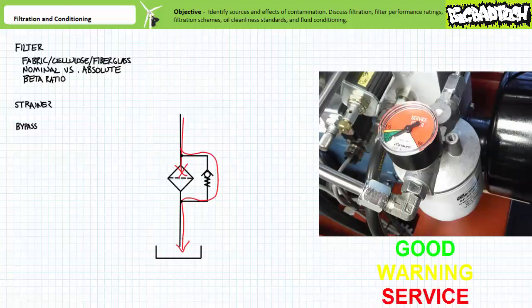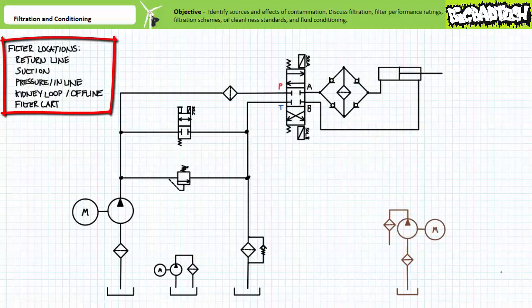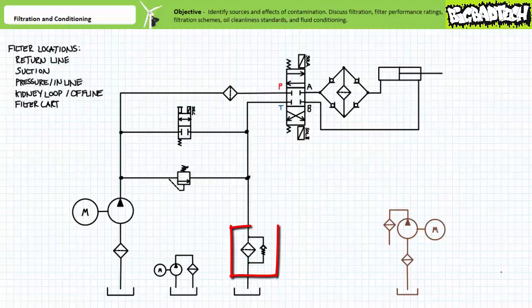The bypass indicator warns an operator bypass has occurred, and it is incumbent upon any operator to initiate an orderly shutdown. A system operated for any length of time without the proper level of filtration is simply asking for trouble. Filtration can occur in several different places, notably return filters, suction filters, pressure or inline filters, kidney loop or offline filters, and filter carts. The most common filter location is the return line back to the tank, since it does not have any special pressure requirements.